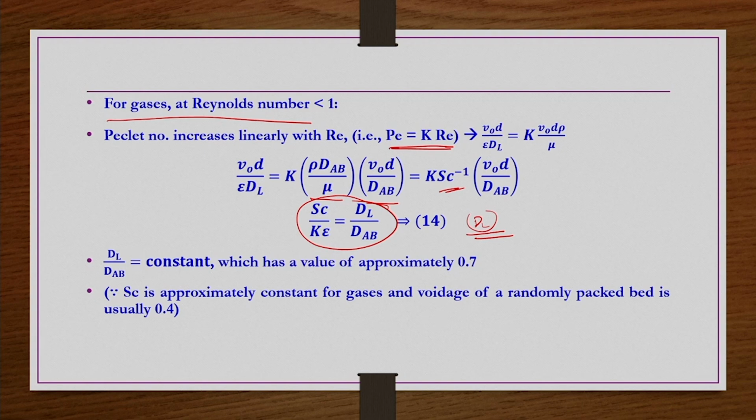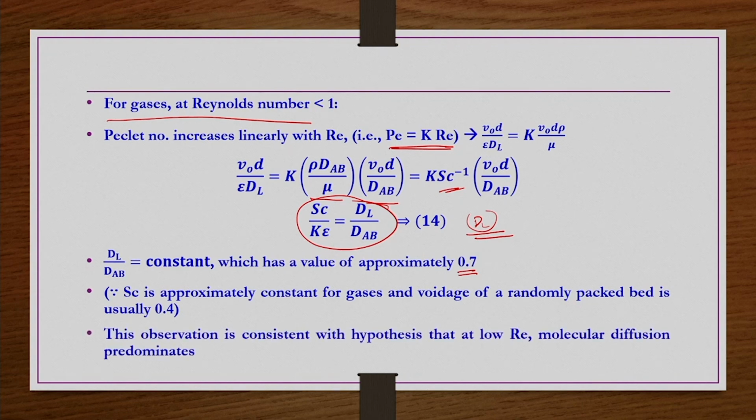So, obviously this dl by dAb from this equation 14 is also going to be constant, and for most of the gases at low Reynolds number this dl by dAb is found to be 0.7. So, that means for any gaseous system, if you know dAb, you can find dl by multiplying dAb by 0.7, and that is consistent with the assumption. What is the assumption? That at small Reynolds number molecular diffusivity dominates compared to the radial mixing or dispersion. So, if dl is 0.7 times dAb, that means dAb has a higher contribution compared to the dl.